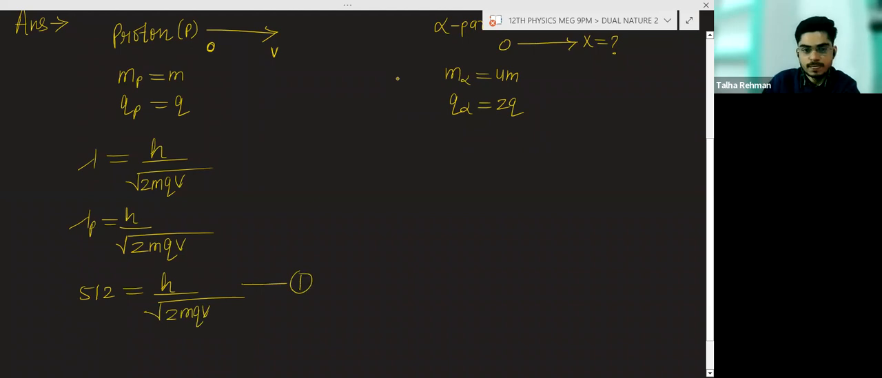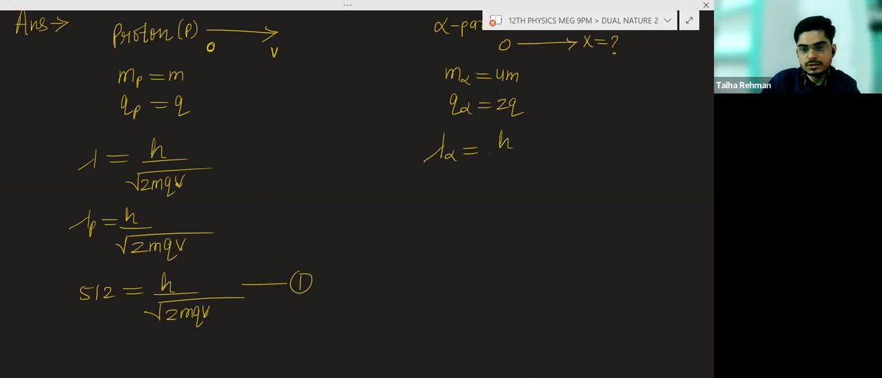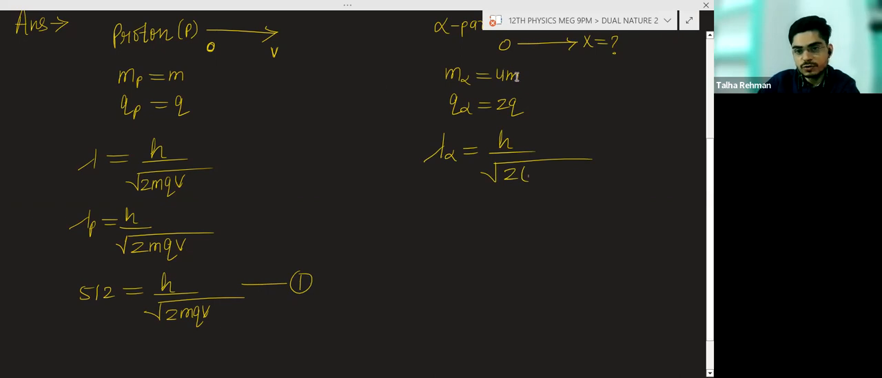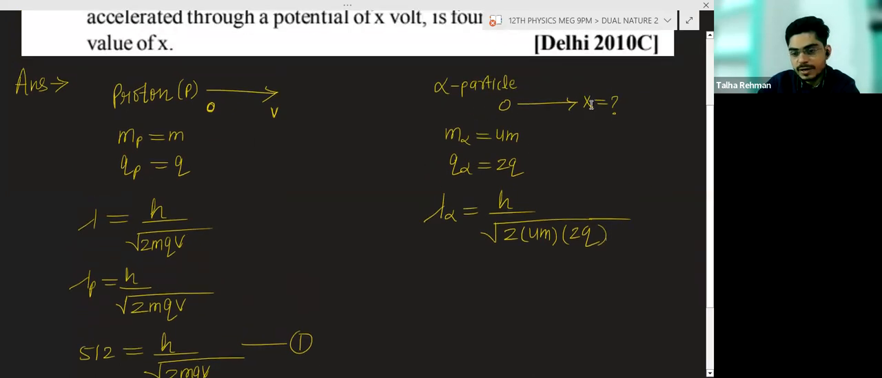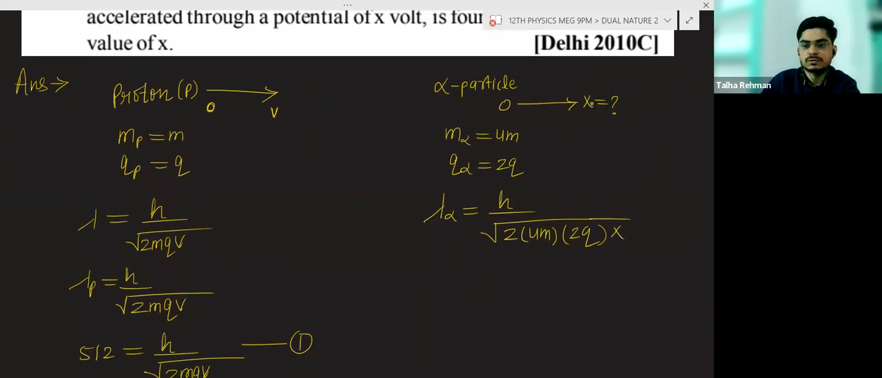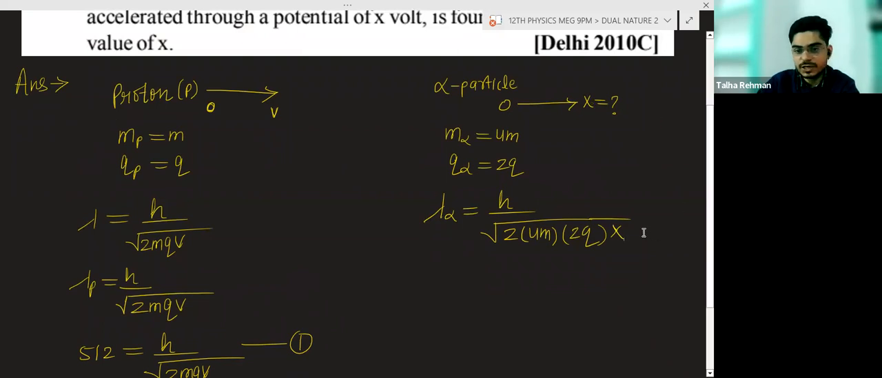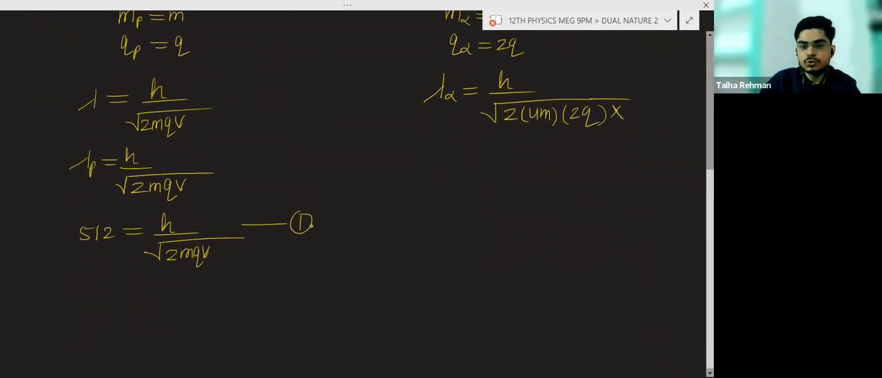Now for alpha particle, same formula we will use. Lambda is equal to h upon under root 2mqV. So for alpha particle, h under root of 2 times mass of alpha particle, which is 4 times mass of proton, means 4m, charge 2q, and accelerated through x volt. So here we will put x. This is x, and this x we have to find. Suppose this is equation number 2.